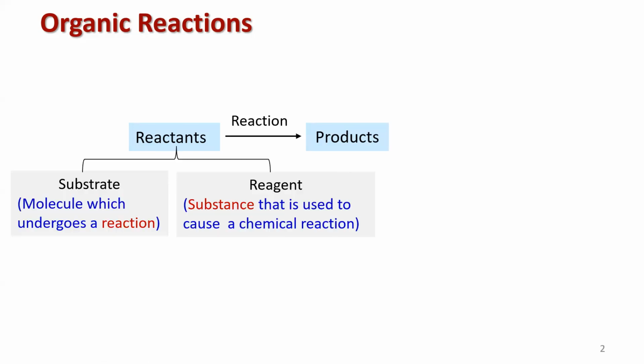So there are two things that we react. Under reactants, we can talk about two things. That is the substrate. What is a substrate? That is the molecule or the molecules which undergo a reaction. And there's another class which comes under these reactants, that is the reagent, right? So a reagent is the substance that is used to cause a chemical reaction. So without having a reagent, the substrate won't react.